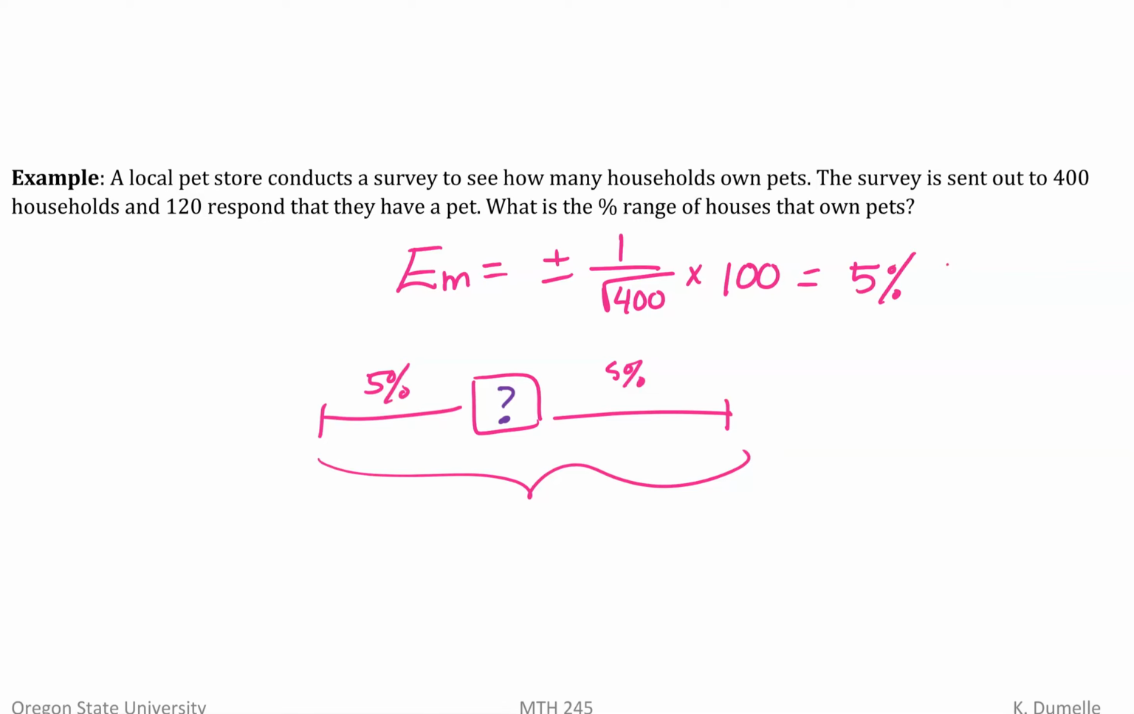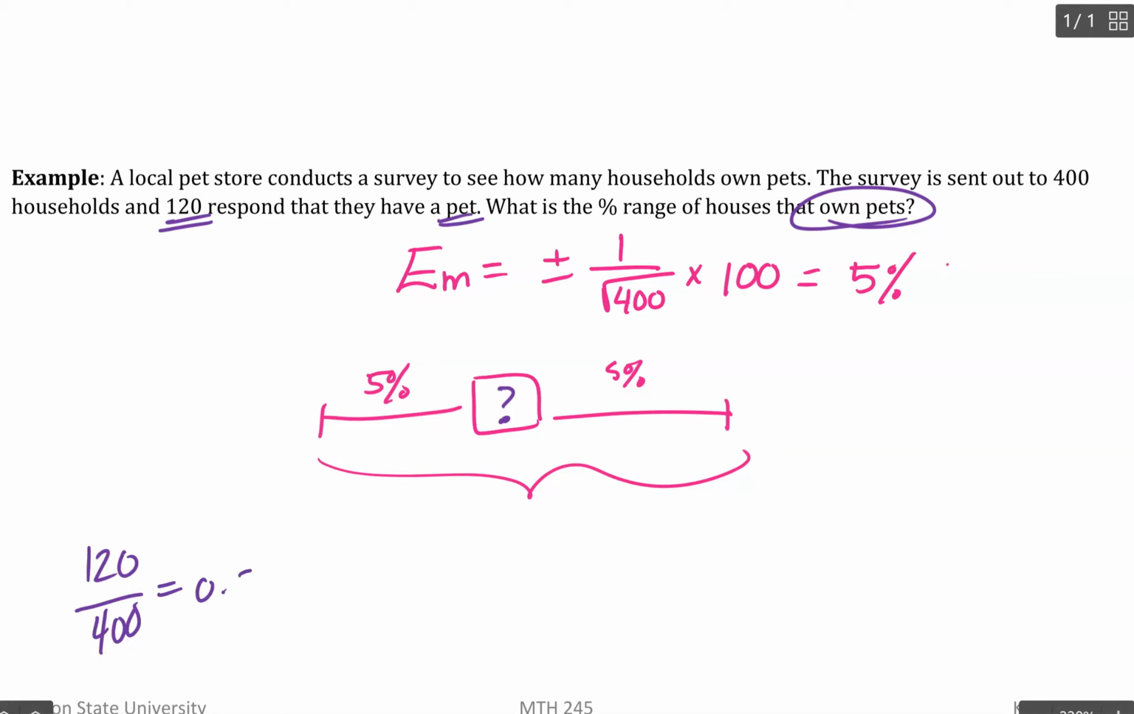So what we were interested in was people who say that they own pets. Well, out of the 400, 120 said that they have a pet. So 120 out of 400 is 0.3 or 30%. So that number in the middle is actually that 30%. And then that plus or minus, or that margin of error, is 5% on each side.